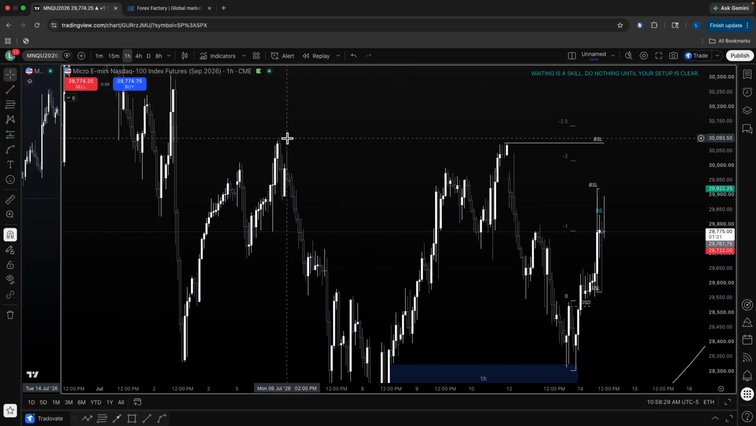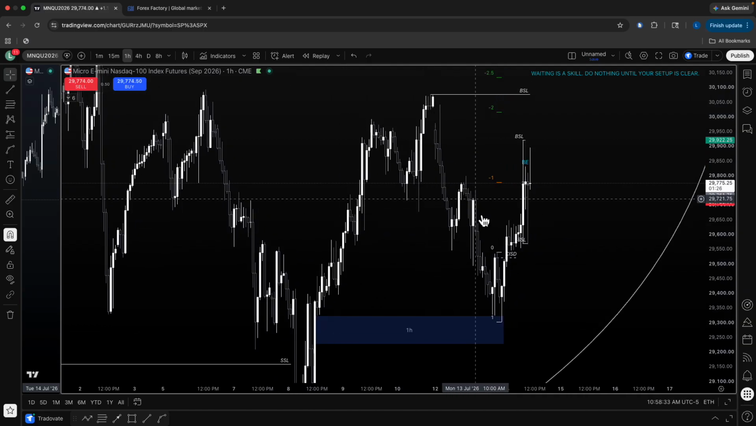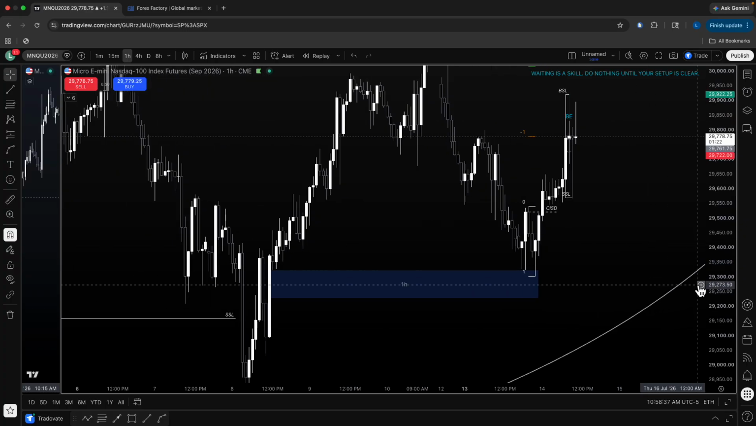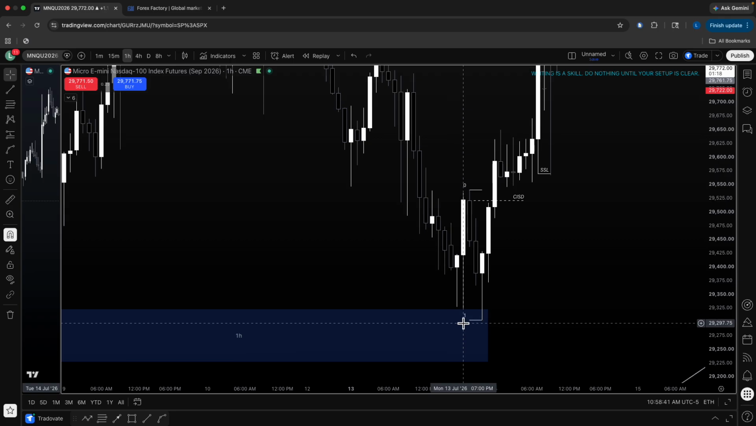But then once we fail to take out this high, we're generating buy side liquidity here, and then the market rebalances all the way off to OTE, taps this 1 hour beautifully. And when we tap this 1 hour, notice this internal price action here. This is beautiful. This is so textbook.